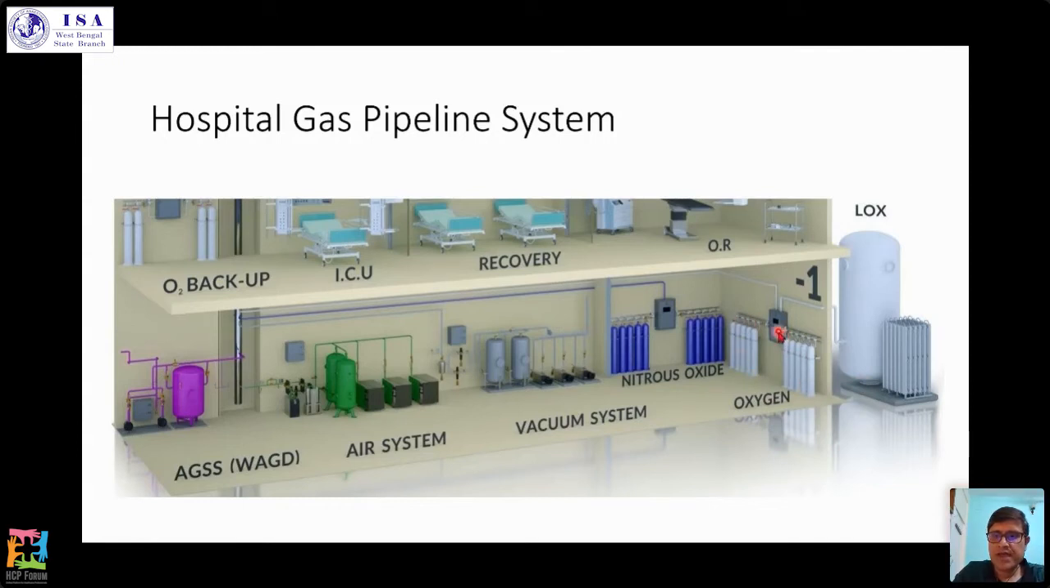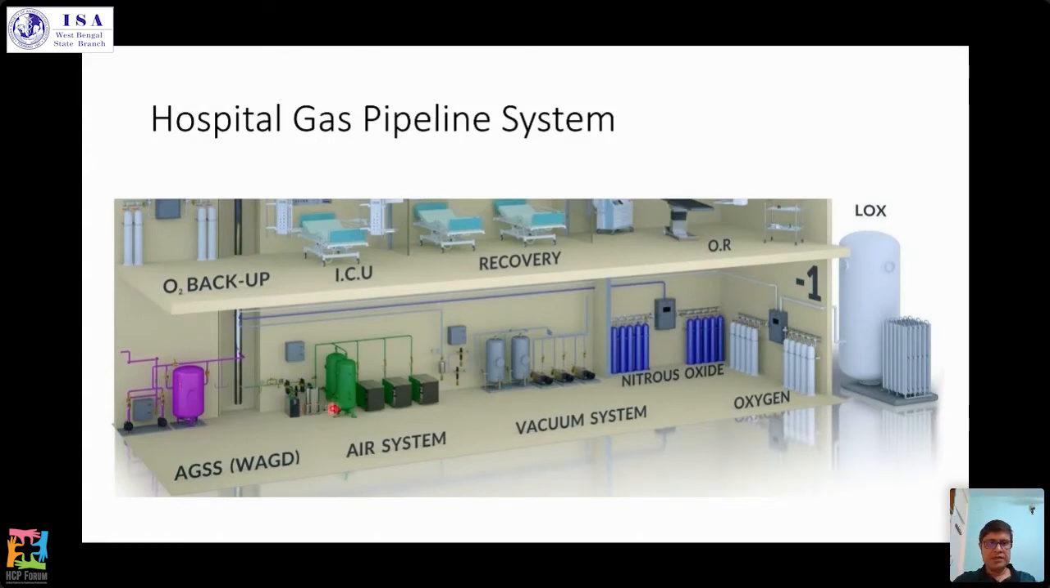And what we have here is a double oxygen bank to function as a fail-safe mechanism, or for use if necessary during filling up of the liquid oxygen tank. We have a big nitrous oxide supply, two banks with big cylinders. Then we have the vacuum system, multiple motors, and tanks to store the vacuum. Storing the vacuum allows us to keep a more or less constant pressure, because the demand for suction is very variable. When multiple suctions open up, the vacuum levels can drop.